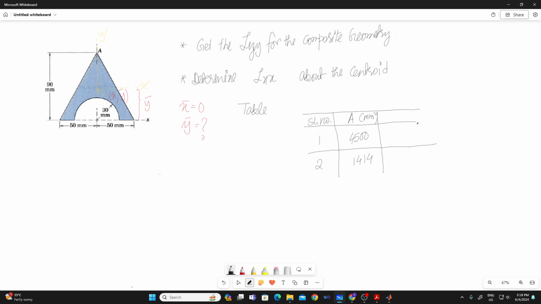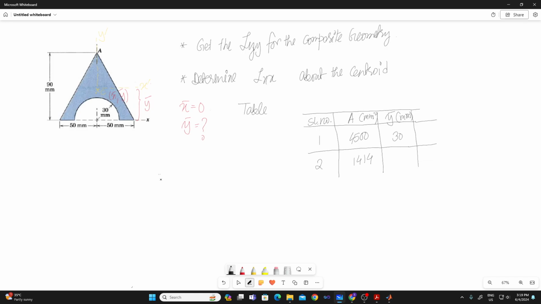Now, let us decide the coordinates of the centroid. So y bar for the triangle is very simple to get, right? It is 30. But what about the semicircle? You'll have to calculate that. I know by the time you appear for the class test or the semester exam, you would eventually have marked up some of the formulas, but that is not encouraged. I would wish that you would derive the expression for the centroid.